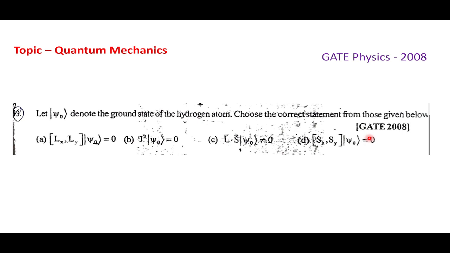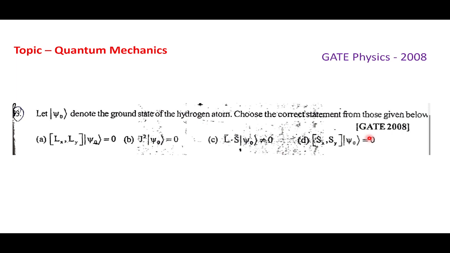Option A would still hold because in the ground state, L is still going to be 0. But if it is not a central potential, then you will have a phi-dependent term again, and [Lx, Ly] = iħLz will not necessarily vanish. You can't say anything then. You have to check what kind of potential this is. You have to have the form of the potential.